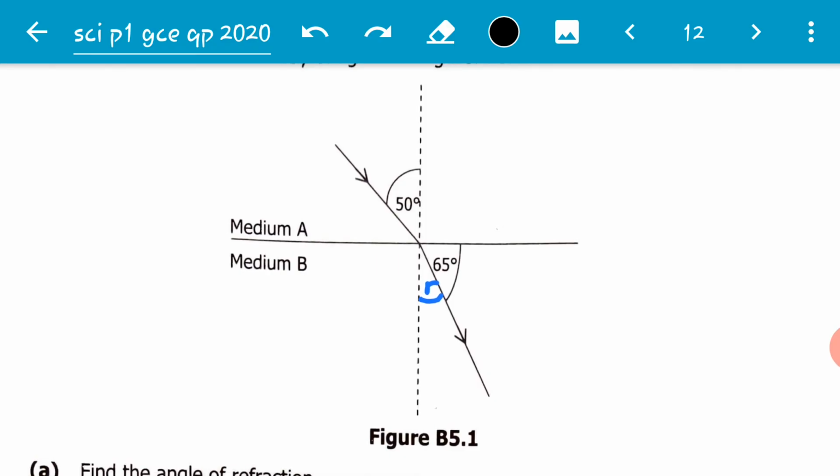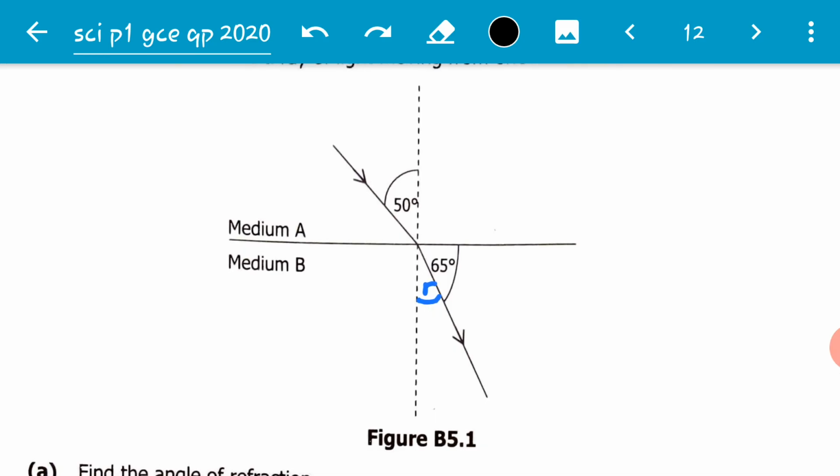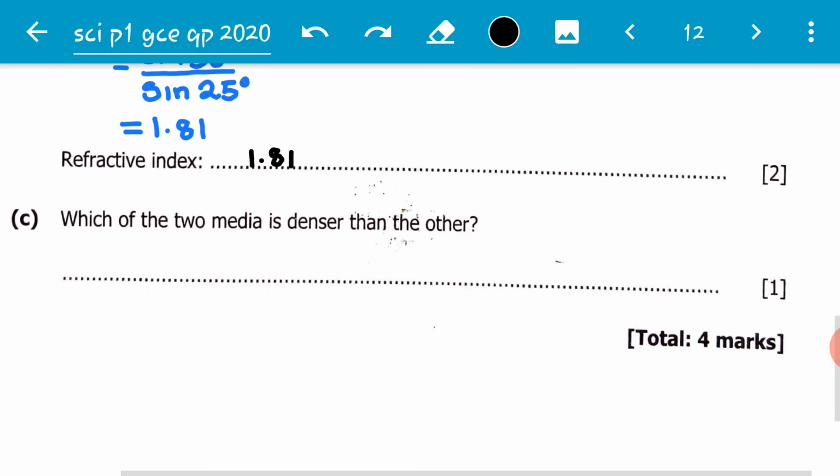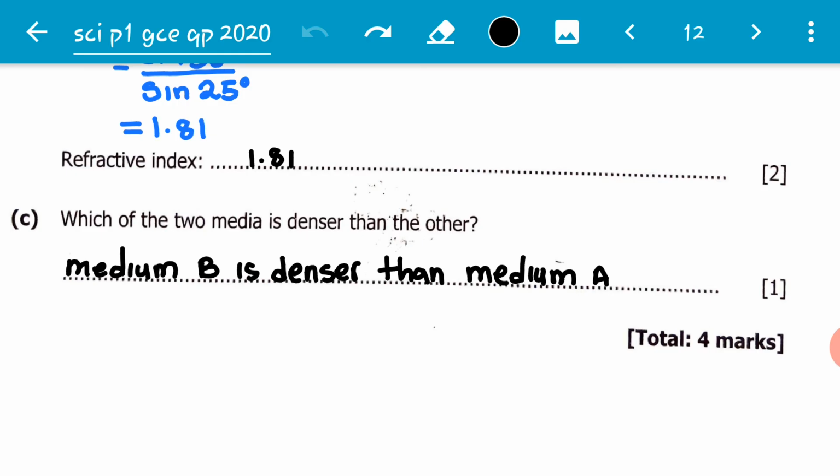So here we are expecting to find the angle next to the normal that is smaller than the other. For medium A, we've got 50 degrees. For medium B, we have R being represented by 25. So 25 is smaller than 50. Hence, medium B is denser than medium A. So we are now going to write that there: medium B is denser than medium A.